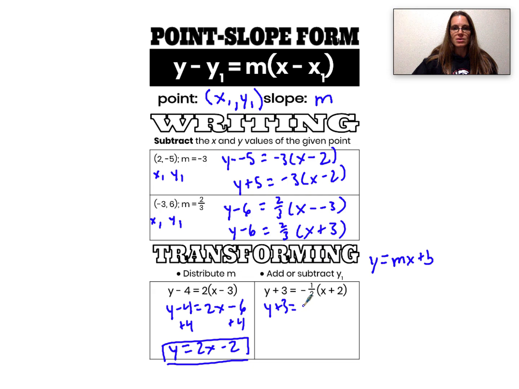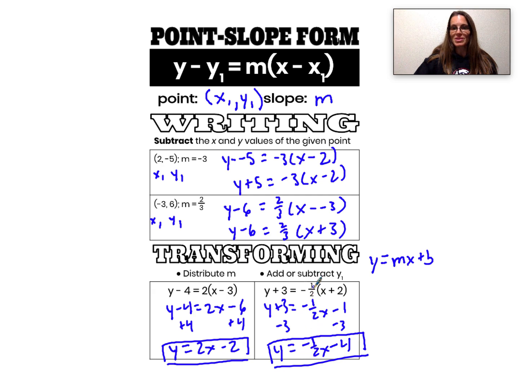y plus 3 equals negative 1/2 times x, negative 1/2 x, and then negative 1/2 times 2, that's just minus 1 or plus negative 1. So distributive property and then add or subtract y1. So I'm subtracting 3. That gives me my slope-intercept equation. y equals negative 1/2 x minus 4. These are the same line. This is representing the line in point-slope form.